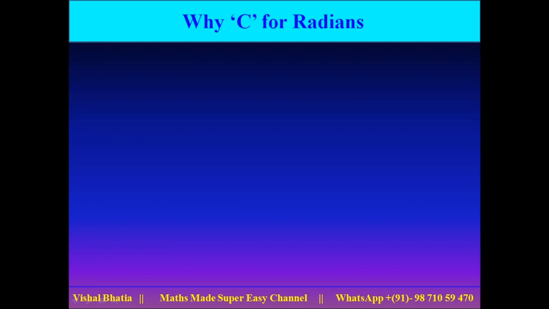Why the letter C for radians? We know very well that degrees are represented by a small circle or a dot. So 180 degrees is what you write as what's written on the left hand side. Now pi radians is written as pi to the power of C. C over here is a superscript.